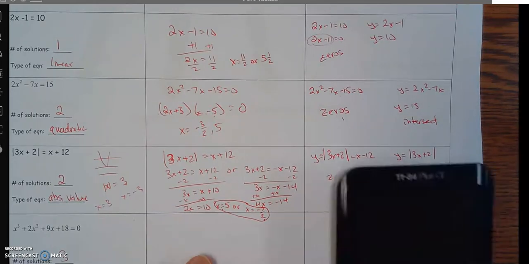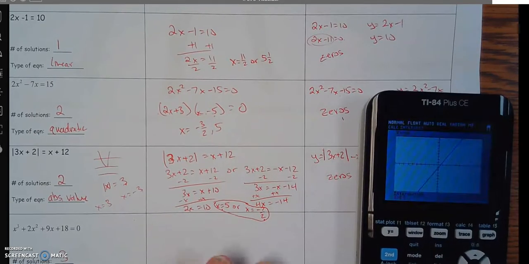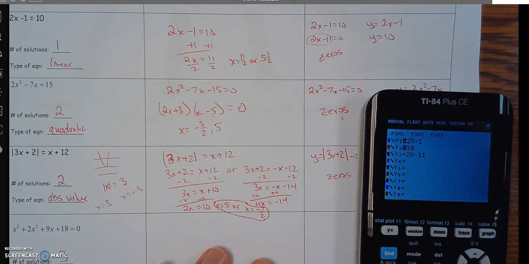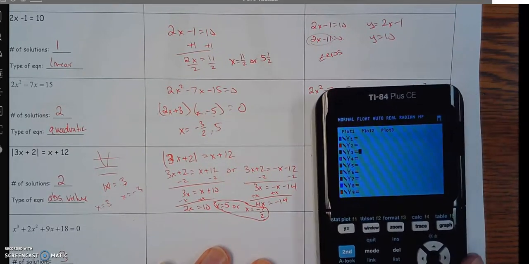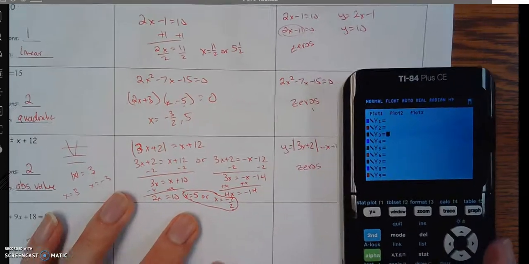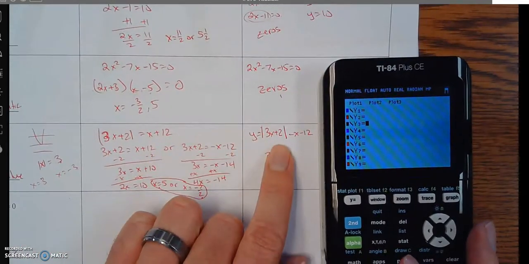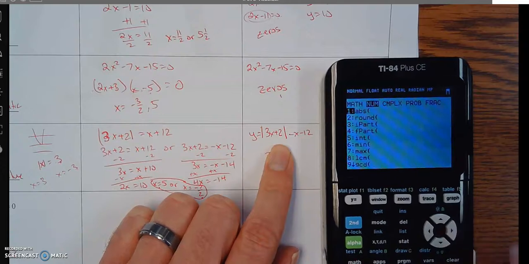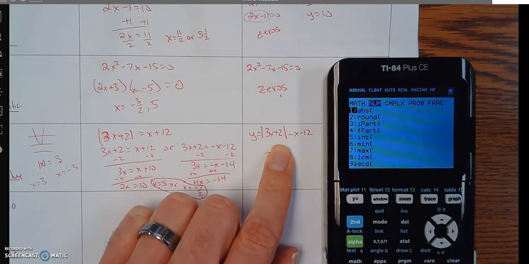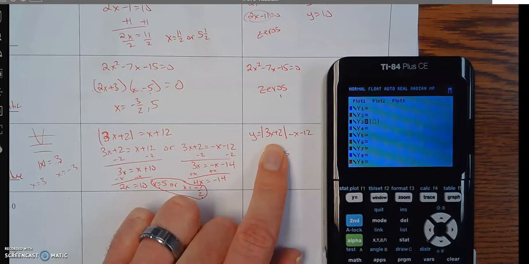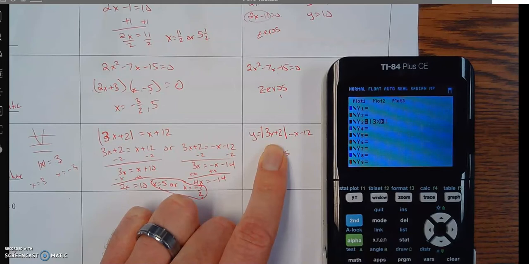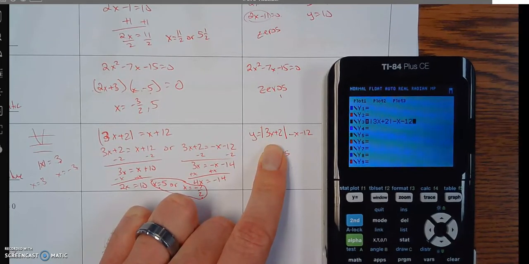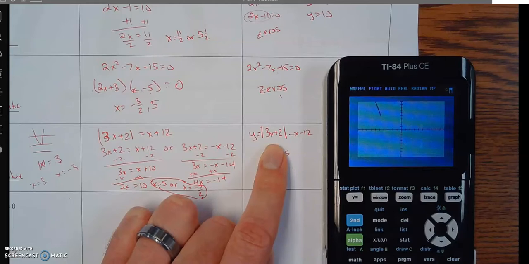Okay, I will say real quick here, if you have trouble putting in absolute value, if you're trying to graph absolute value, let's say I want to do this first guy here. I want to graph this and look for zeros. To get absolute value, you push math over to num, and then it's the first option. Hit enter. Okay, so we got 3x plus 2 minus x minus 12. Graph it. It should make a V shape.